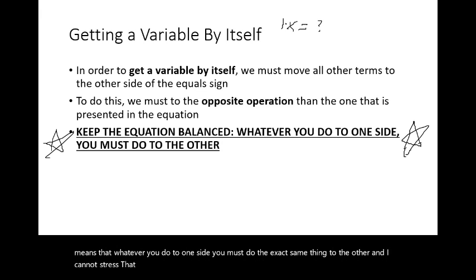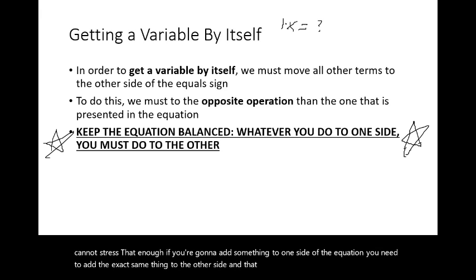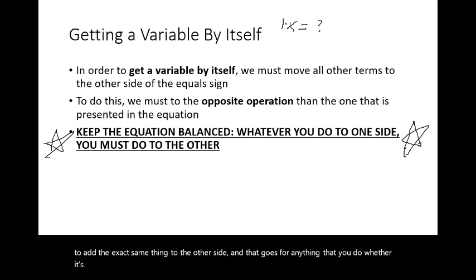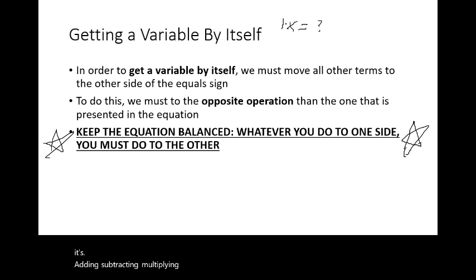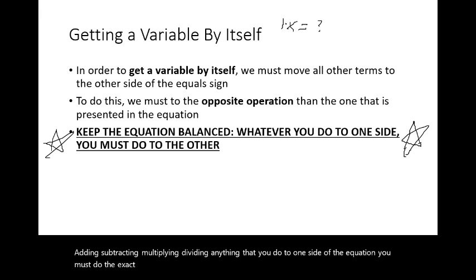If you're going to add something to one side of the equation, you need to add the exact same thing to the other side. And that goes for anything that you do, whether it's adding, subtracting, multiplying, dividing, anything. Anything that you do to one side of the equation, you must do the exact same thing to the other. That's the golden rule of algebra.